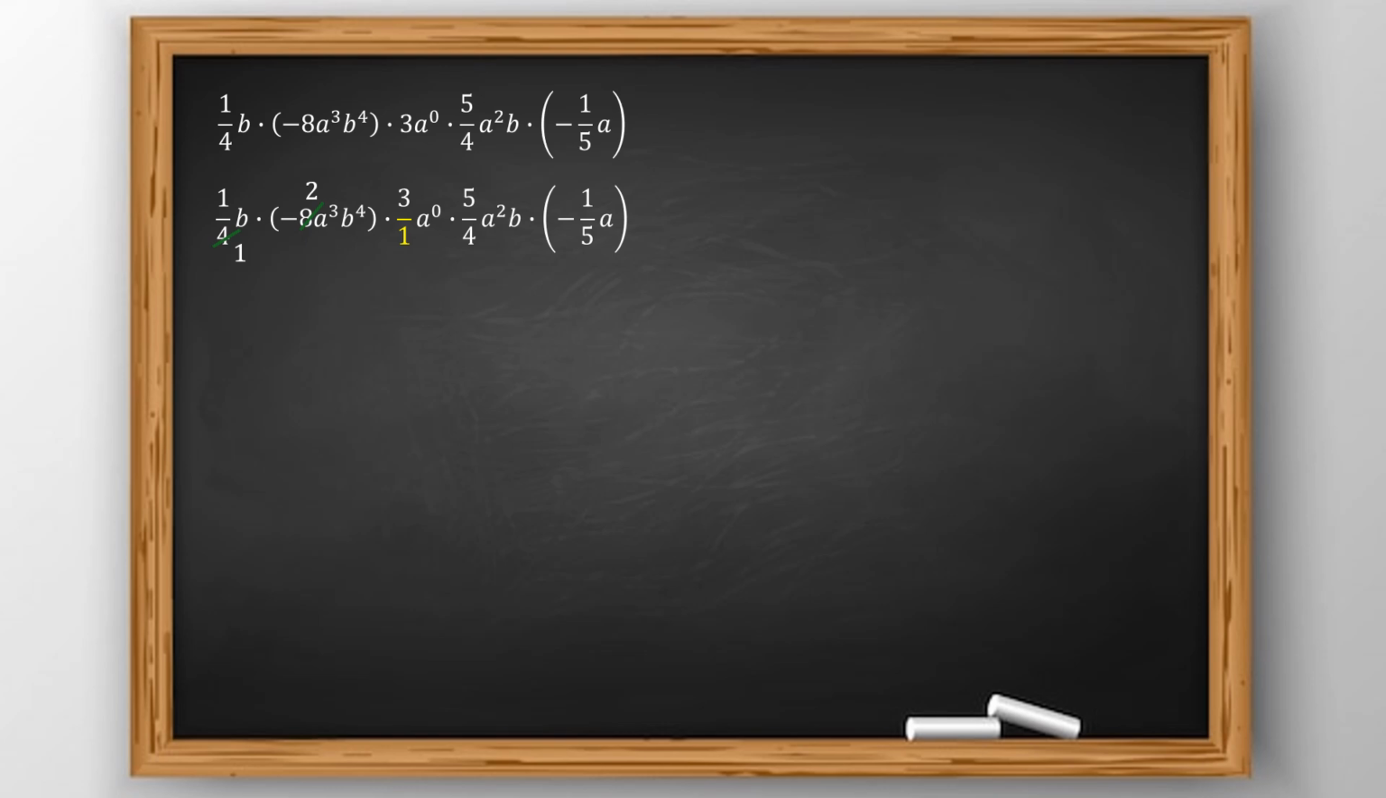Now, we can see that 4 and 8 can be simplified, both divisible by 4, so we can divide 8 by 4, which is equal to 2, and 4 divided by 4, which is equal to 1.